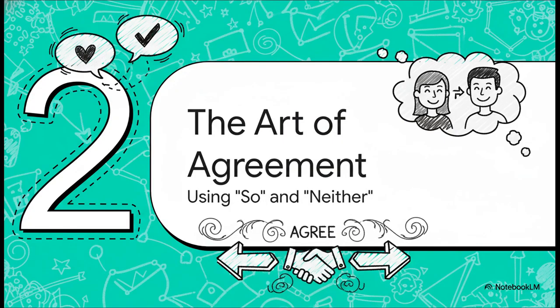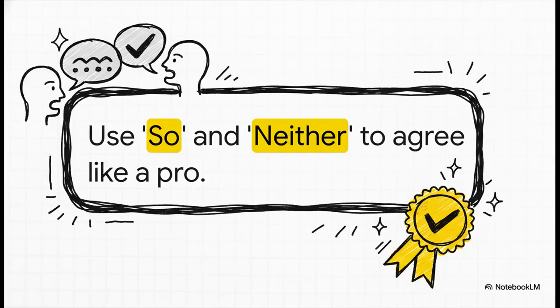Okay, you ready for a cool trick to make your English sound way more natural? We're going to switch gears from cause and effect and talk about the art of agreement. And we're going to use two words you already know, so and neither, but in a really slick way. Right, so and neither are basically these awesome little conversational shortcuts. Instead of saying something kind of clunky like, I also feel that way, you can just pop in one of these words to agree. It's a simple move, but wow, it really makes you sound more fluent.